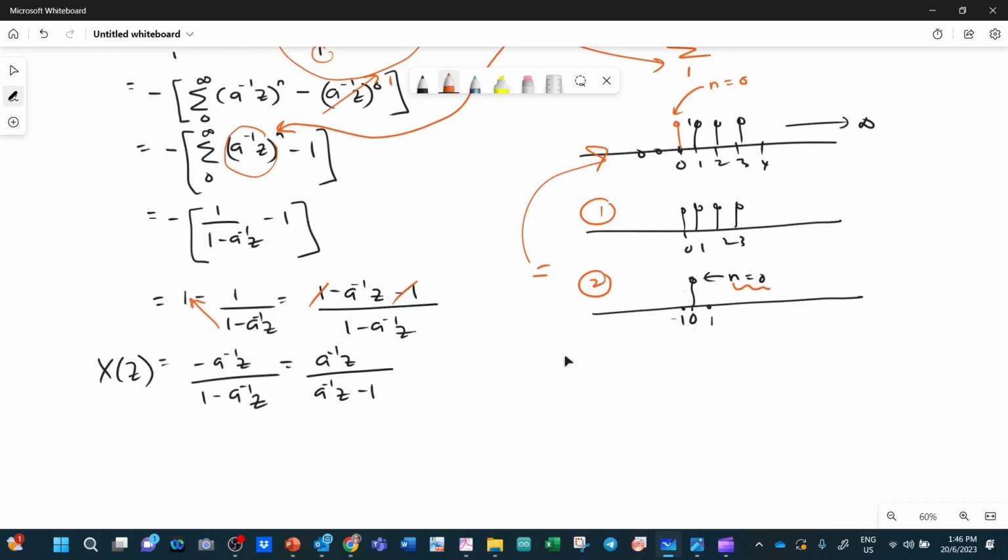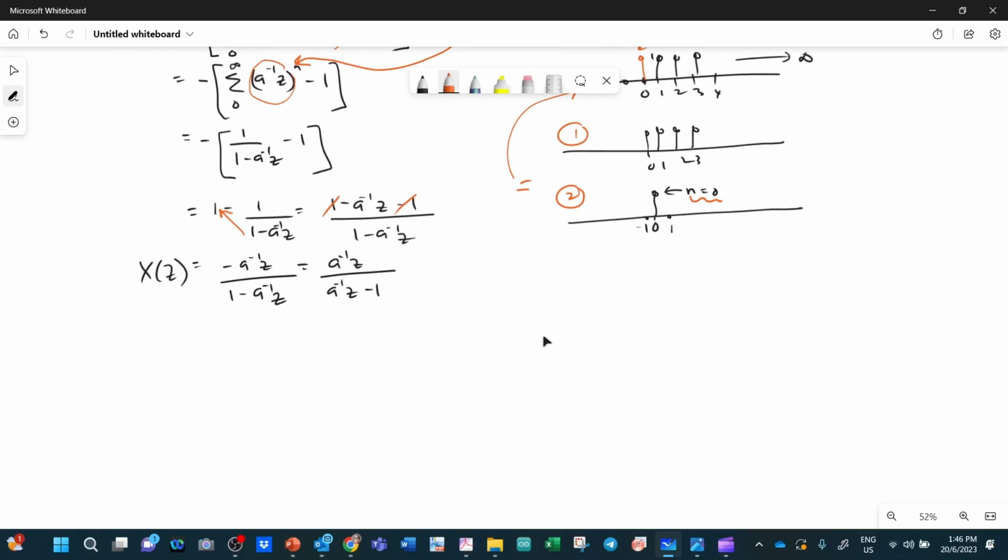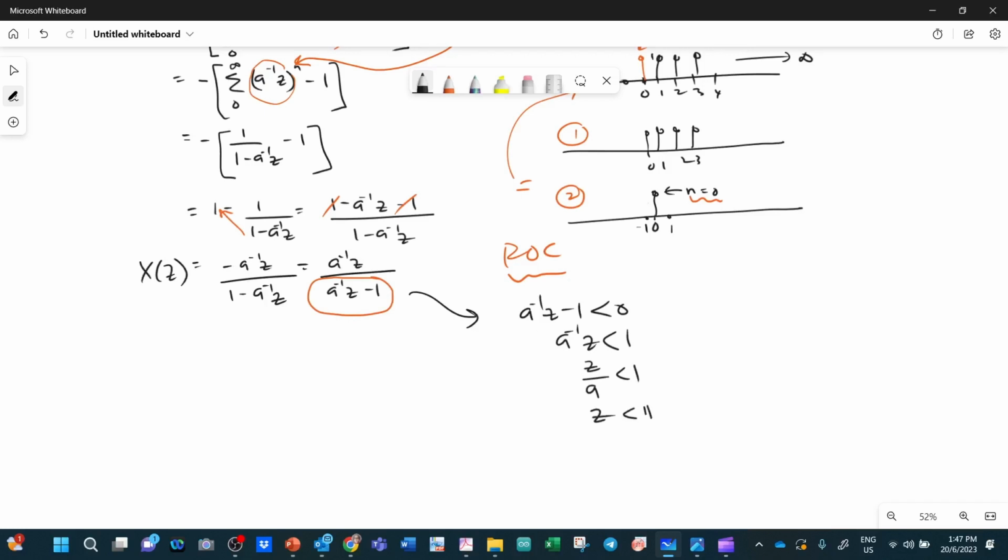So what is the ROC? ROC is that we refer to this one, right? So for the ROC, you take that out. So you have a minus 1 z minus 1 smaller than 0. Then you have a minus 1 z less than 1. This is z over a, z less than 1, yeah, z less than a.